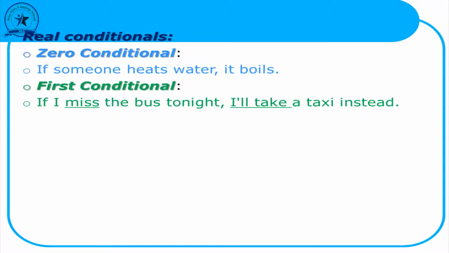Let's examine the second sentence. If I miss the bus tonight, I'll take a taxi instead. The condition is missing the bus, and the result is taking the taxi in the future. I will take a taxi instead. So the difference between zero conditional and first conditional is that the first conditional talks about future possibilities, but zero conditional talks about present situations, present facts.